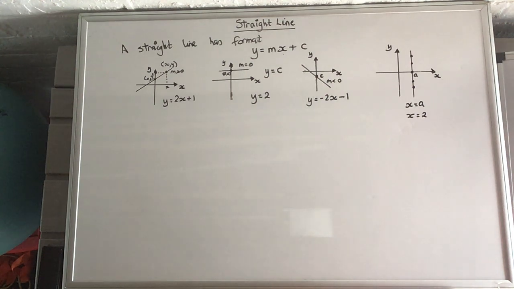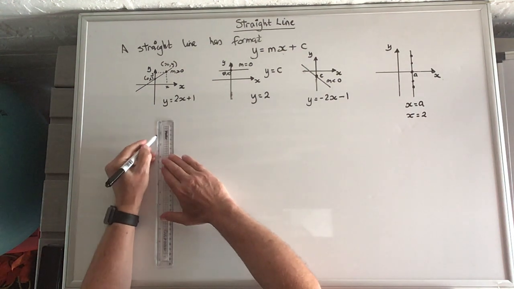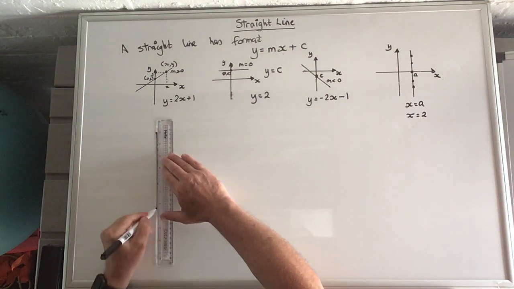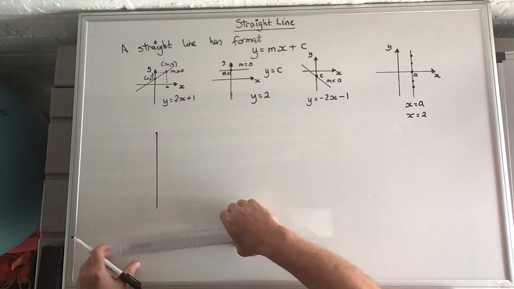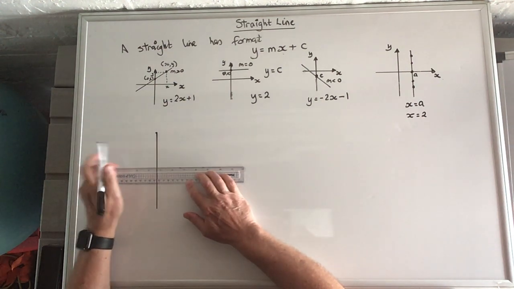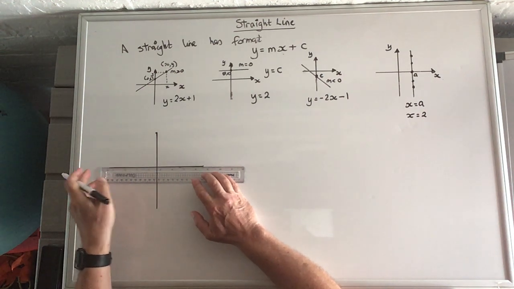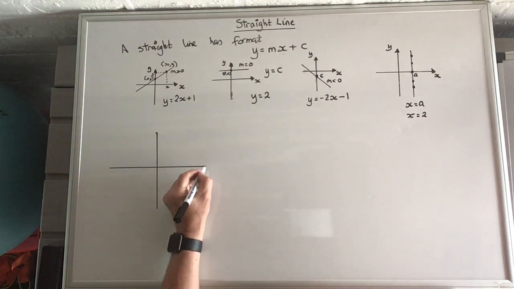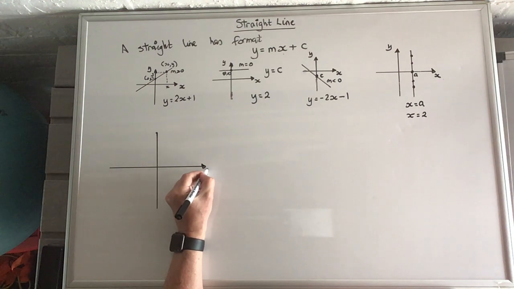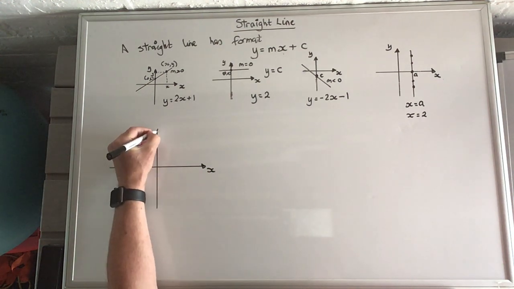Right, the next thing is you're given the picture. This happens quite a lot. You're given a picture, and you're asked to write down the equation of the line. They don't always use x and y, sometimes they use different letters. Doesn't matter the letters, as long as you use the letters appropriately.